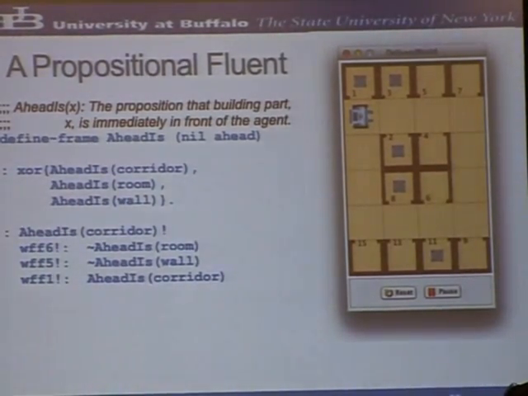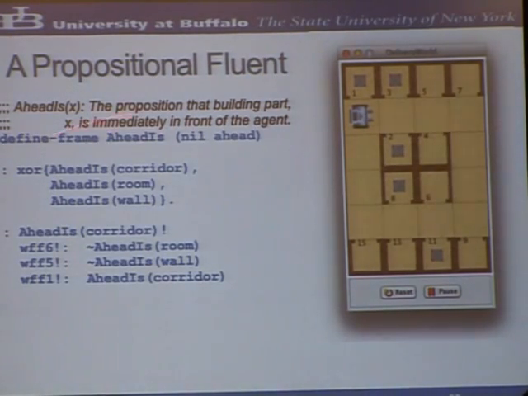And one of these is ahead is, which denotes the proposition that building part X is immediately in front of the agent. So right now, ahead is Carter, right? But if it turned to the left, then it would be the room that's ahead, and if it turned around, it would be the wall that's ahead. So whenever the agent moves, the ahead is assertion might change.